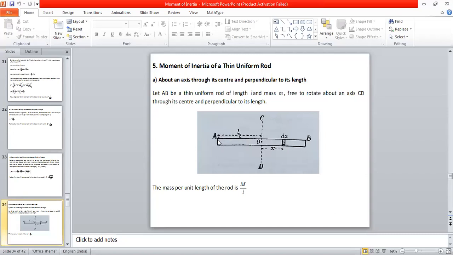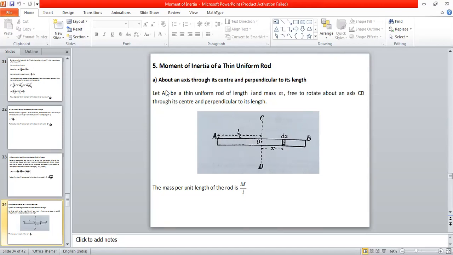It is because as you move from end A to end B, the cross section area should remain the same. Such a rod is what we call a uniform rod. A rod which is having uniform cross sectional area throughout its length is called a uniform rod. And we are also assuming it is a very thin rod, because compared to the total length of the rod, its thickness is very small. So therefore we can neglect its thickness while calculating the moment of inertia.